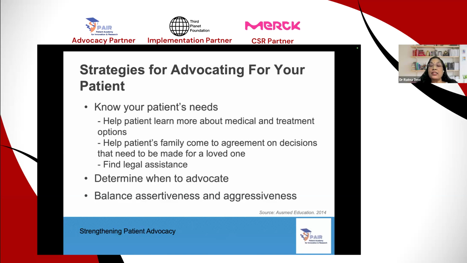What are the warning signs and symptoms that I should look out for? And how do I keep in touch with my healthcare provider so that I'm able to communicate if there is an emergency? So to be able to do that, one should be able to help the patient learn more about the medical and treatment options.